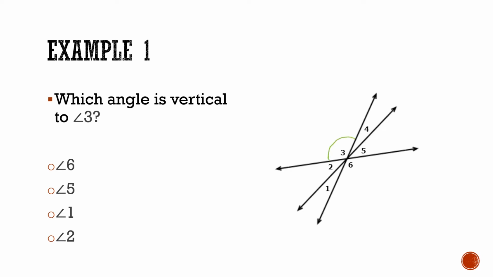Remember, vertical angles, you've got to think back to that every time. Vertical angles share a vertex, and they are across from each other. And if you outline angle 3, okay, so here's one side of 3. If you outline it and extend it on both sides of angle 3, you're outlining the other angle. So which one is across from 3? It's angle 6. So angle 3, whatever that measurement is, is the same measure for angle 6. So angle 3 and 6 are vertical angles.